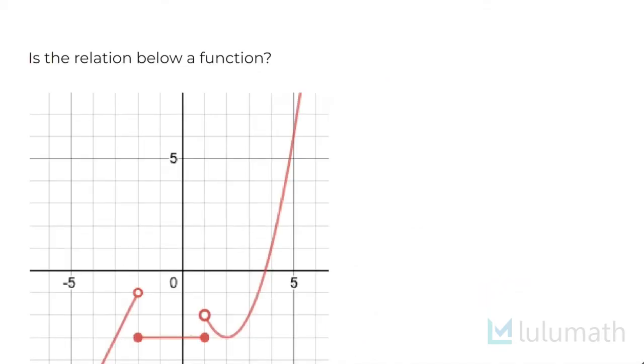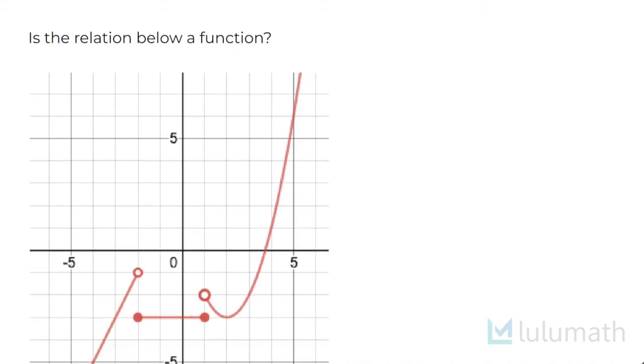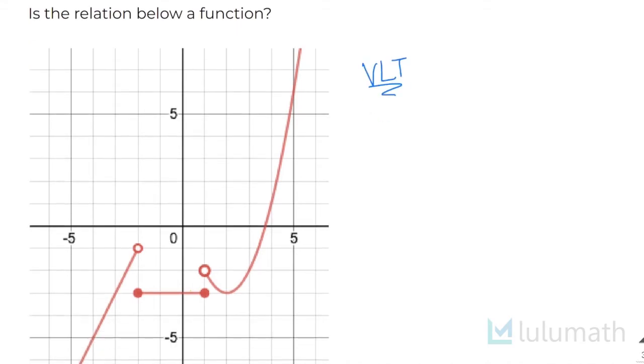All right, in this example, we're asked to determine, first of all, is the relation below a function? If we look at this here, we can use the vertical line test. Remember, the vertical line test says that if a vertical line cuts through my graph more than once, it's not a function. It's only allowed to cut through my graph once.